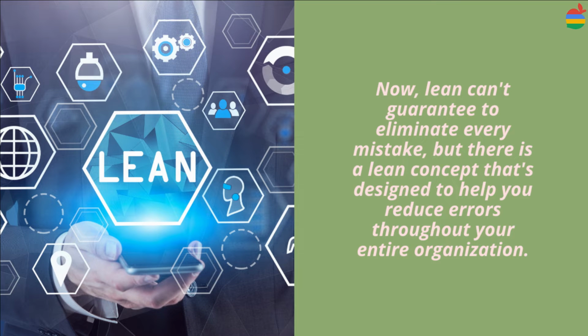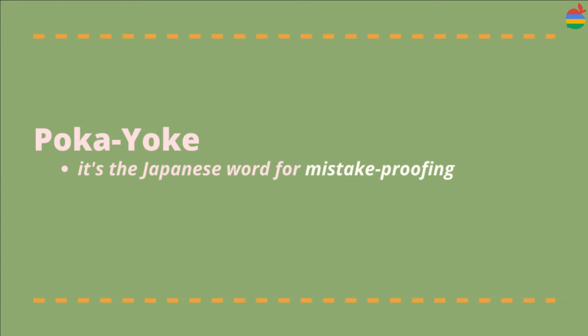Now, lean can't guarantee to eliminate every mistake, but there is a lean concept that is designed to help you reduce errors throughout your entire organization. This is called Poka-Yoke, a Japanese word for mistake proofing, and this is one of the easier lean concepts to implement. You have probably already experienced Poka-Yoke.